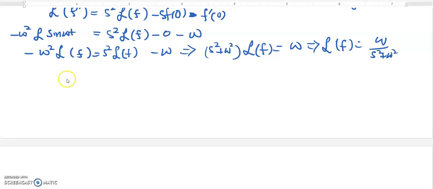Hello. So after the Laplace of the derivative function, we can also find the Laplace of the integral function.